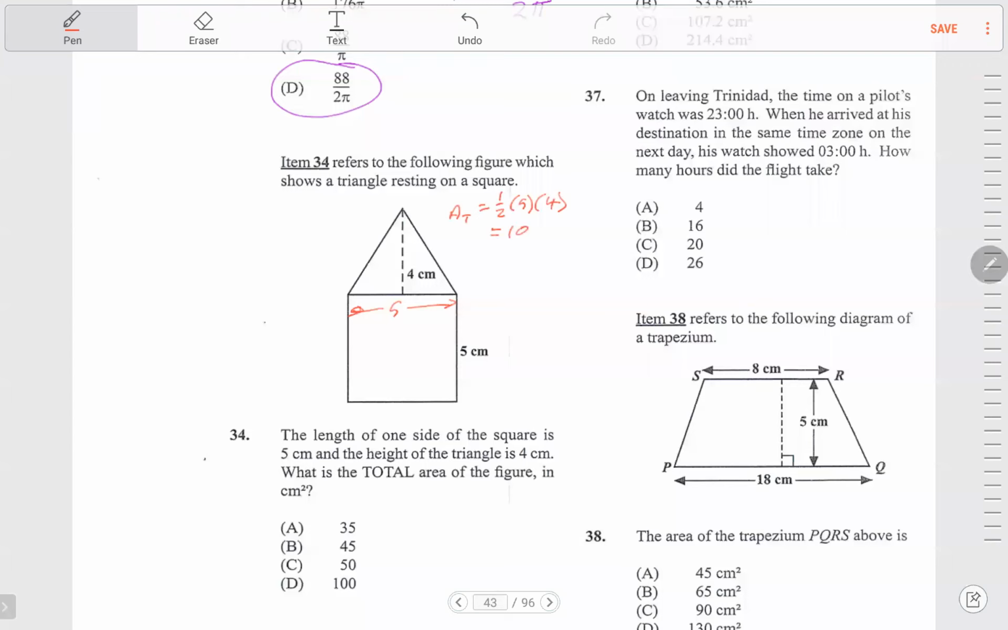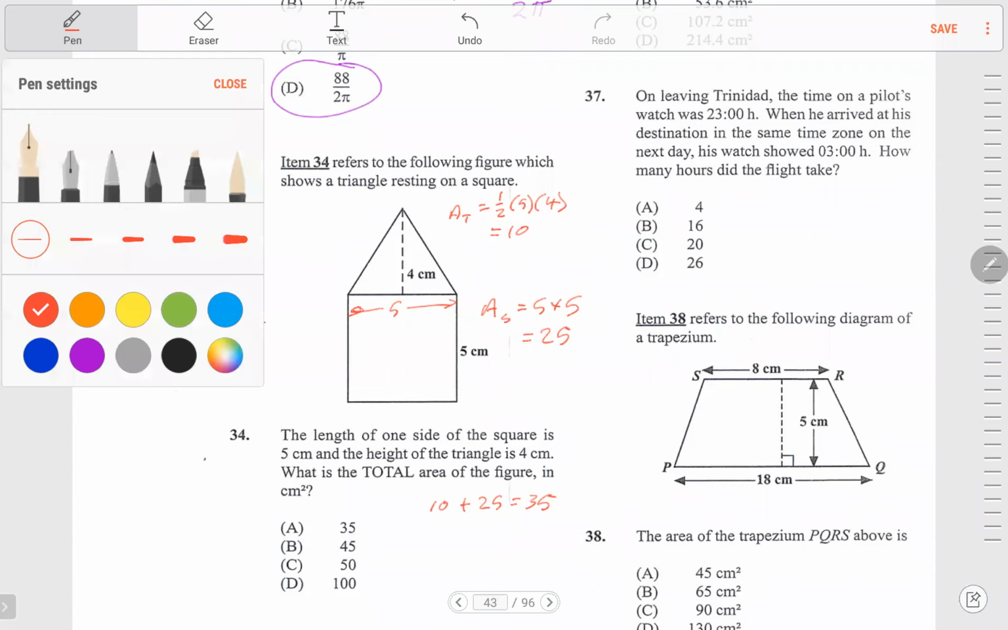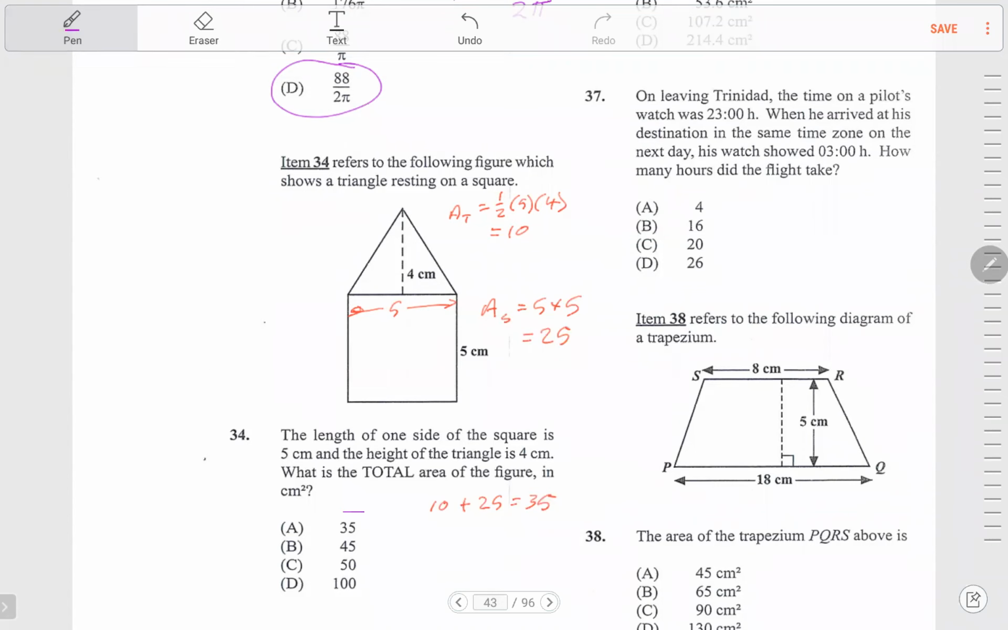We know that we're working in centimeters square. Then the area of the square is 5 times 5, which is 25. So the total area is 10 plus 25, which is 35. Again, we're working in centimeters square. So the answer is 35. Down here, 35.